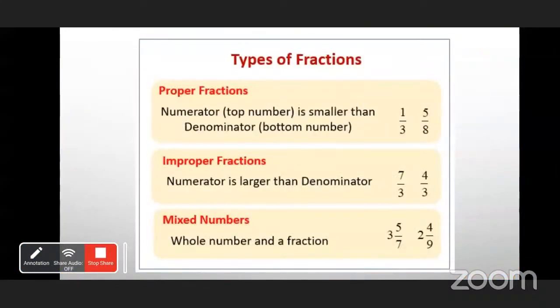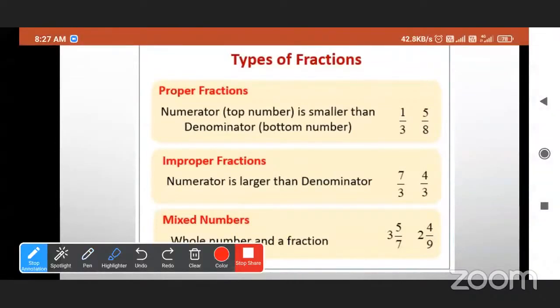See here, the types are given. In a proper fraction, the numerator is smaller and the denominator is greater. See here the first one, 1 upon 3. So here 1 is smaller than 3, and 5 is smaller than 8. In an improper fraction, the numerator part is larger than the denominator.